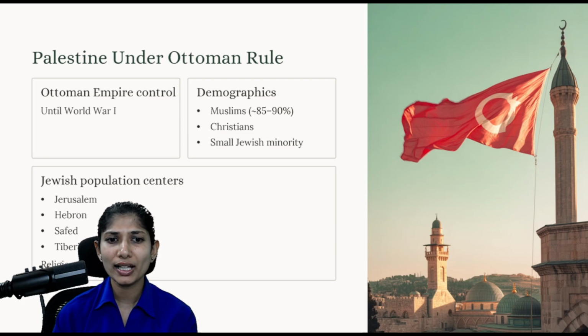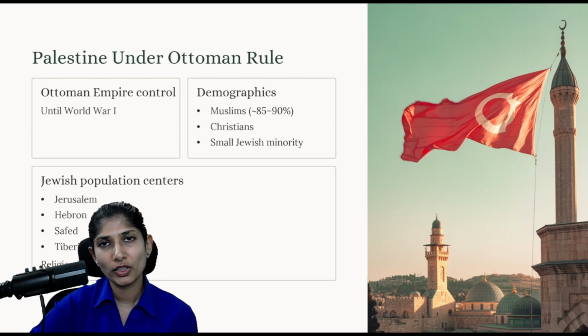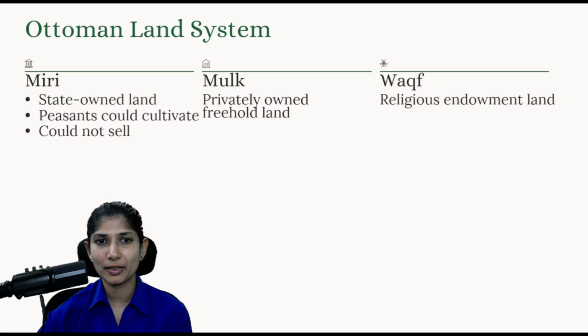Where was this Jewish community present? In pockets: the very holy city of Jerusalem, Hebron, Safed, and Tiberias. These Jewish minorities were all a religious community, because they were all centered around very holy places, right?